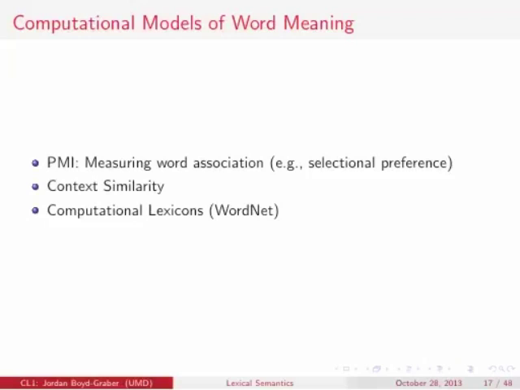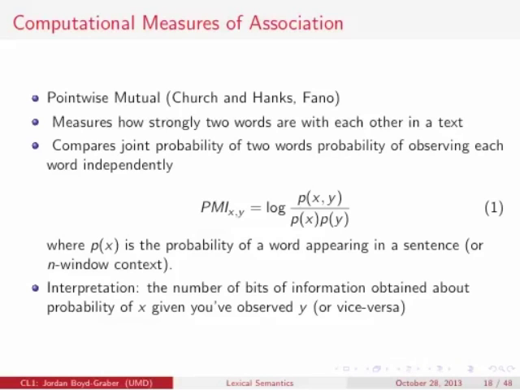What we're going to be talking about in the rest of this class are computational models of word meaning. So how can you figure out when words are highly associated with each other, for example in selectional preference relationships? We're going to be talking about how you can measure for a given word how similar it is to another word. And then finally, we're going to talk about computational lexicons, so attempts to create lexicons that are usable by computers. Okay, so first, computational measures of association.